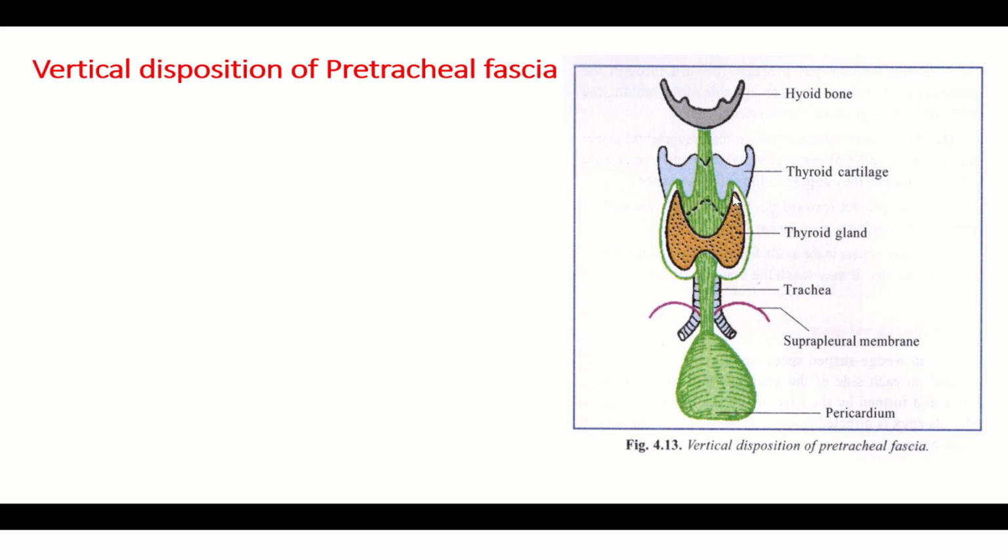So you can see here, it is attached to the hyoid bone as well as to the oblique line of the thyroid cartilage, and below you can see this is continuing with the fibrous pericardium of the heart.